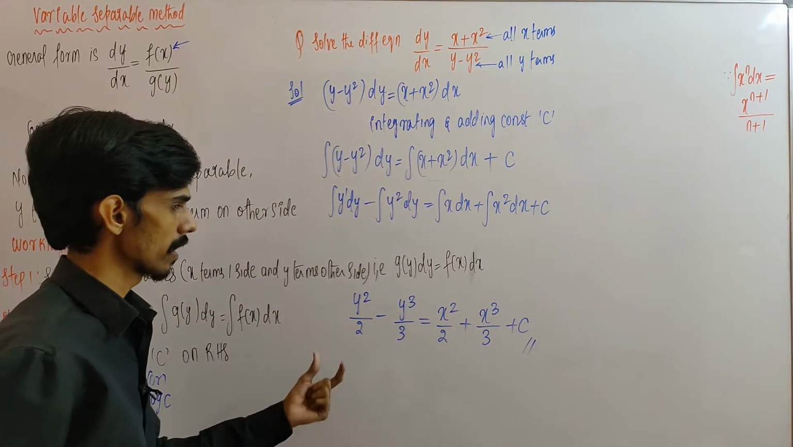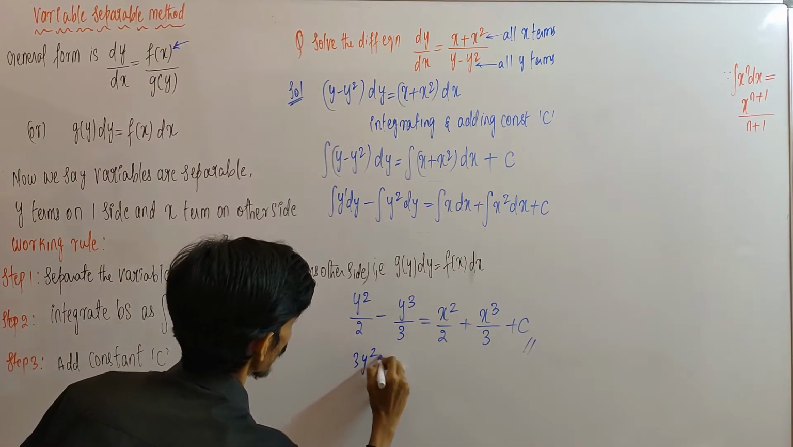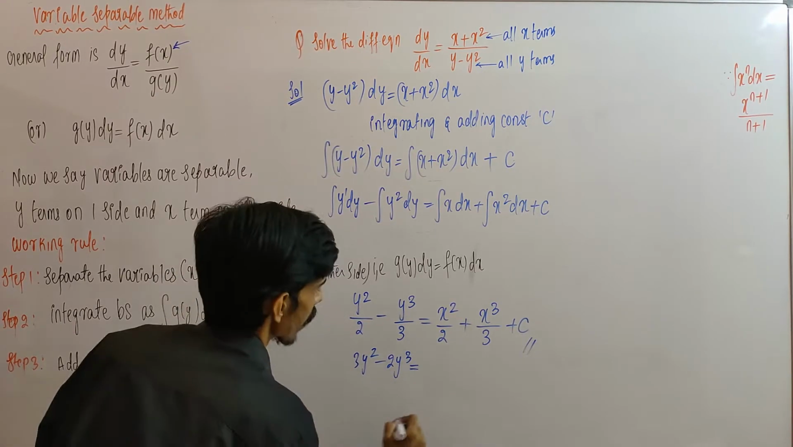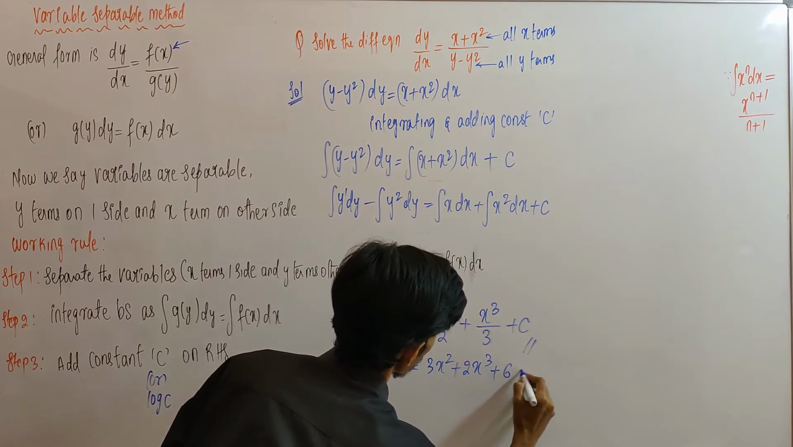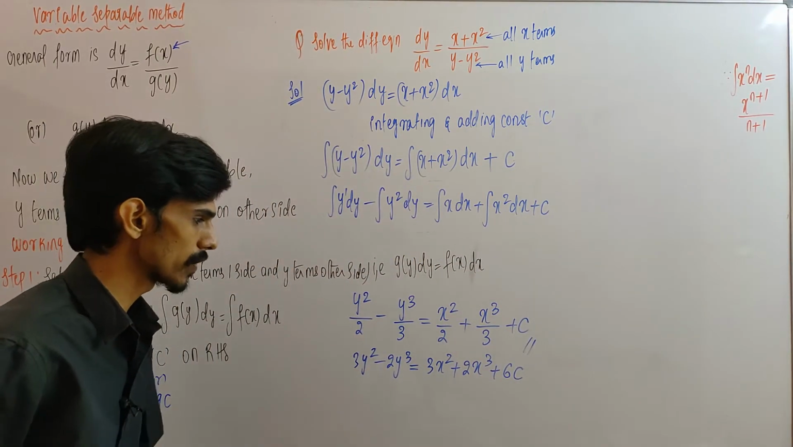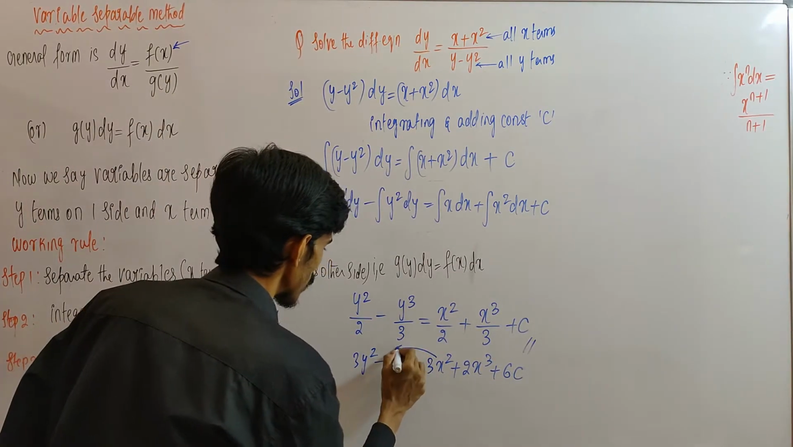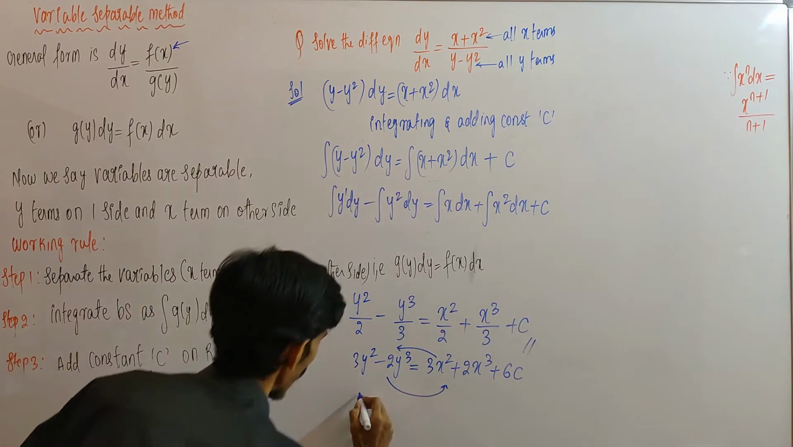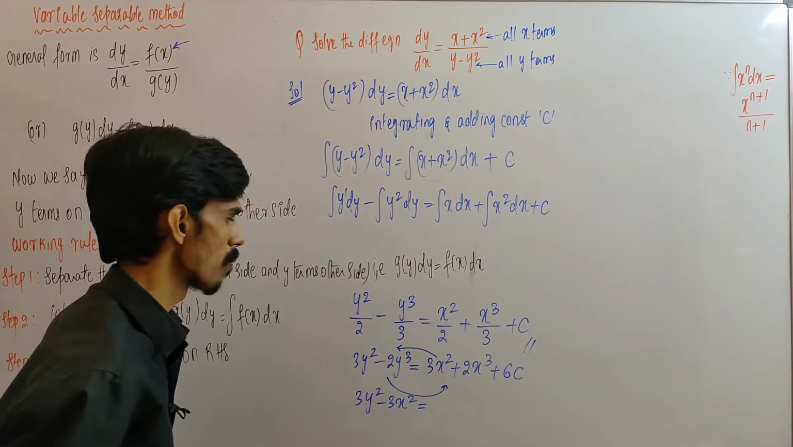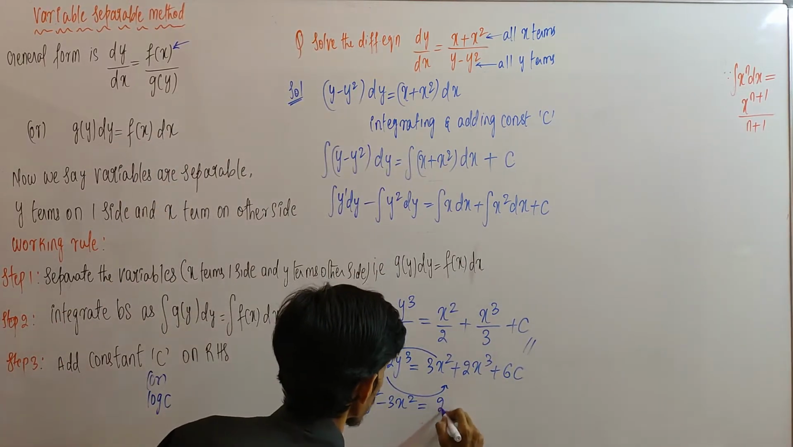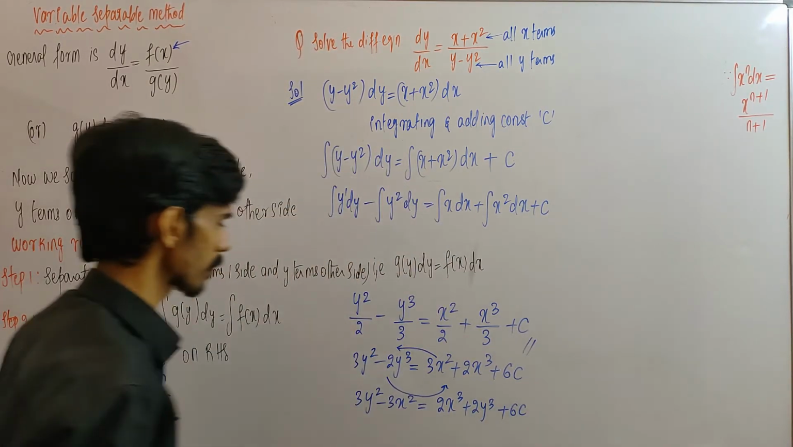Multiply both sides by 6. If I multiply both sides by 6, I will get 3y square minus 2y cube is equal to 3x square plus 2x cube plus 6c. Now here we have 3, so take this 3 term here and this 2 term here. I'll get 3y square minus 3x square is equal to 2x cube plus 2y cube plus 6c.